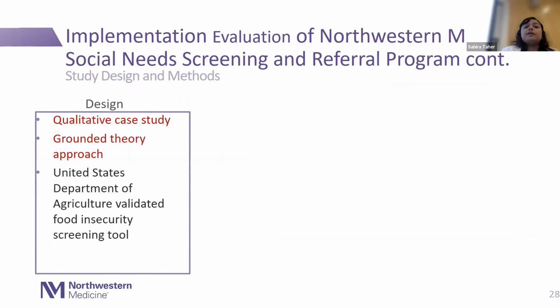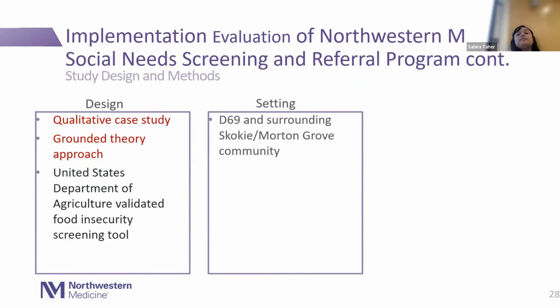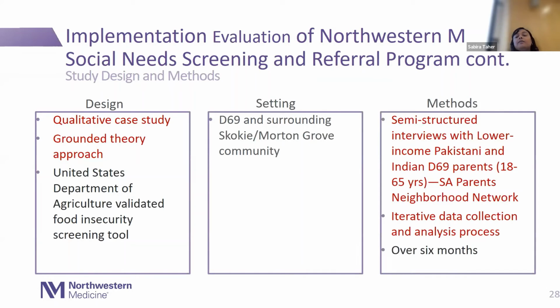So this was a qualitative case study, grounded theory approach, and utilized the United States Department of Agriculture validated food insecurity screening tool. We adapted that for this study. The setting was D69 and the surrounding Skokie Morton Grove community. And the methods were semi-structured interviews with lower income Pakistani and Indian D69 parents from the South Asian Parents Neighborhood Network. This was a group of parents that was established prior to this study.